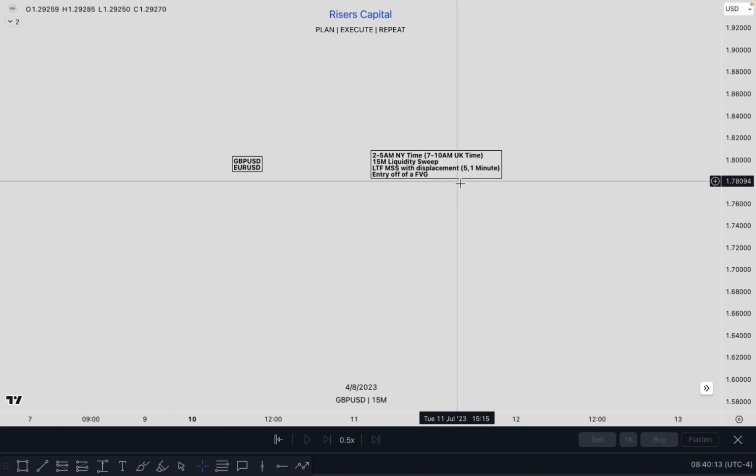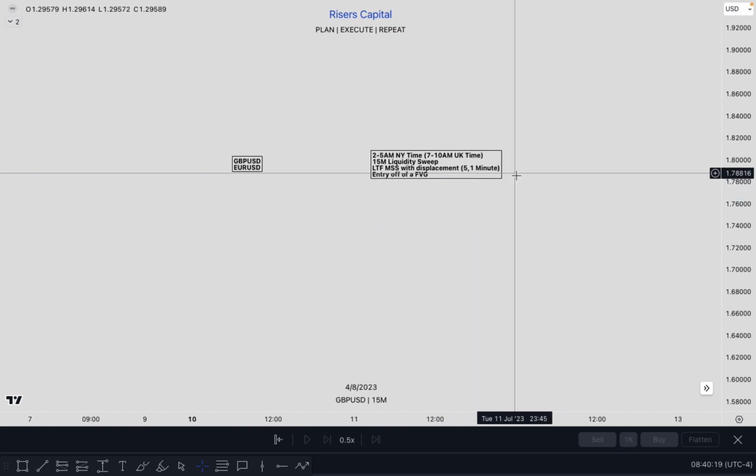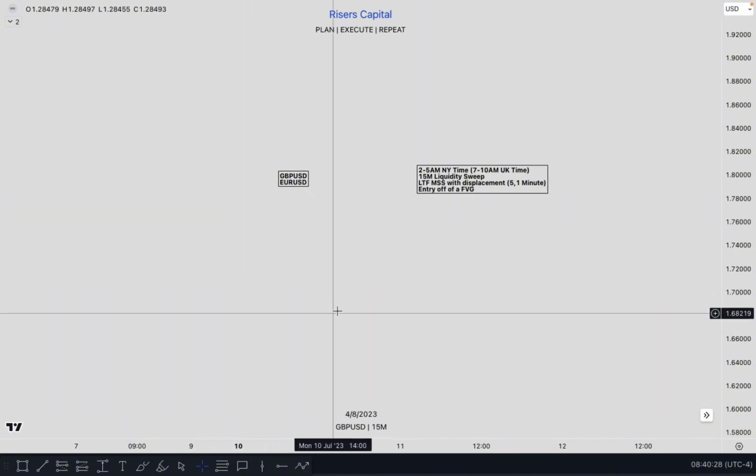And after this liquidity sweep, there has to be a lower time frame market structure shift with displacement, and by lower time frame, I mean the 5 and 1 minute. And then your entry will be off of a fair value gap. So now we know the rules. Let me just quickly go into a demonstration on what this means.